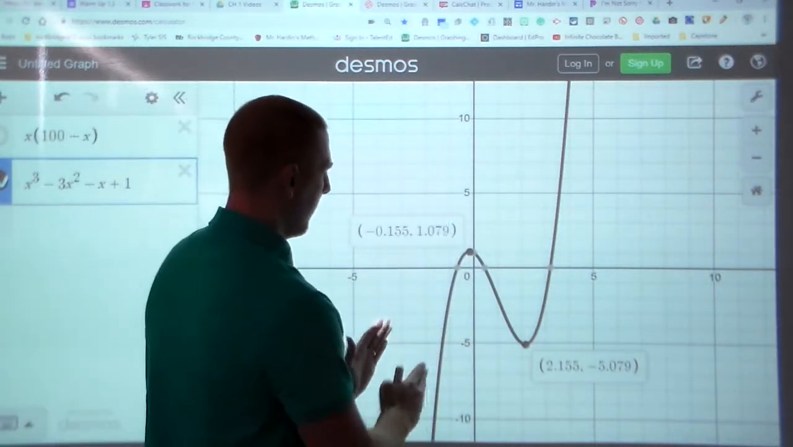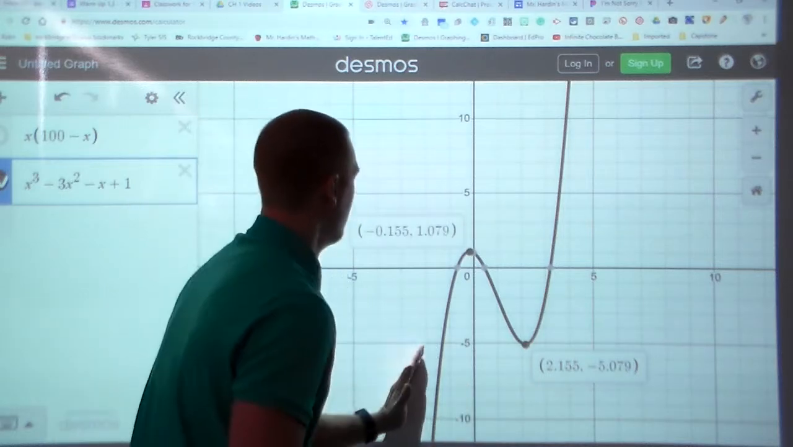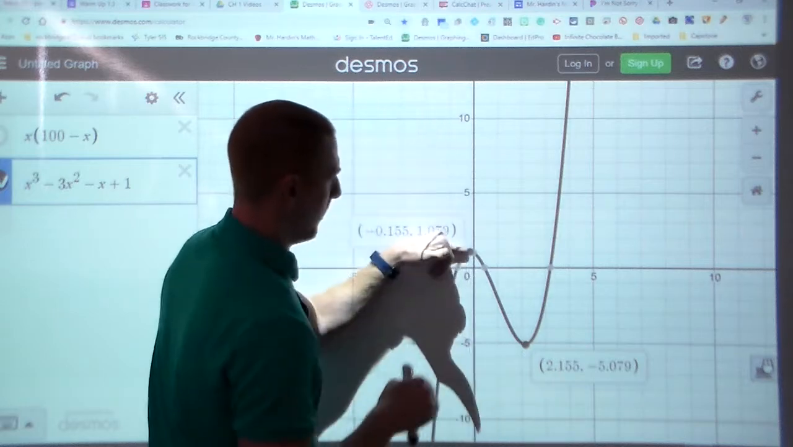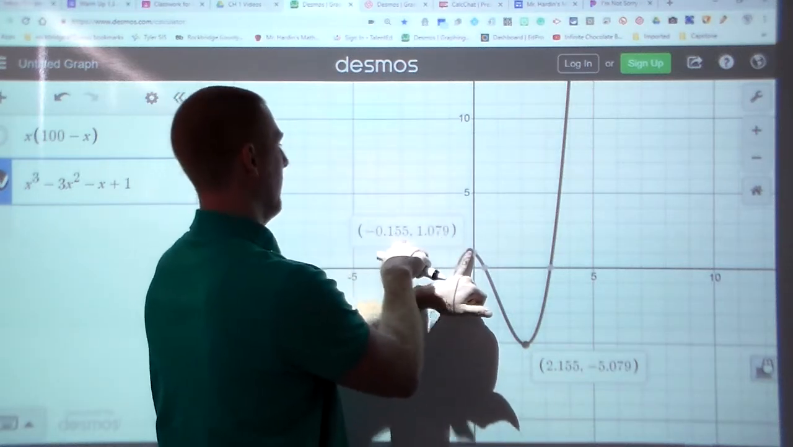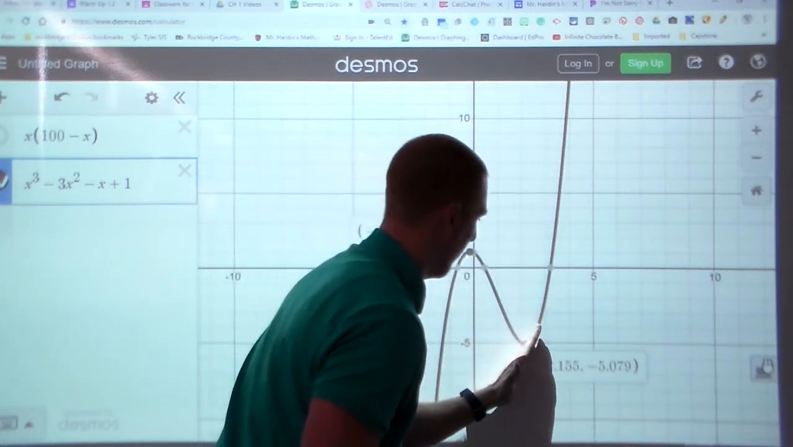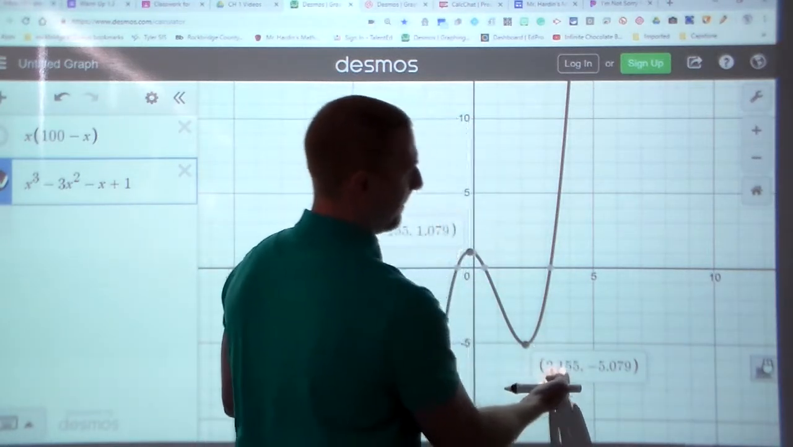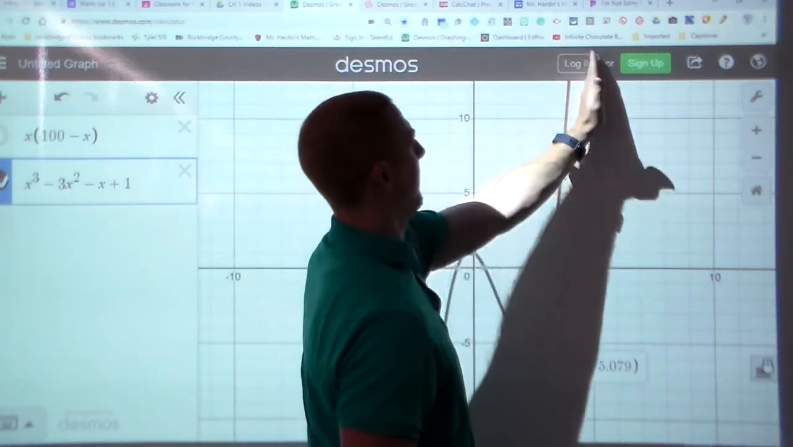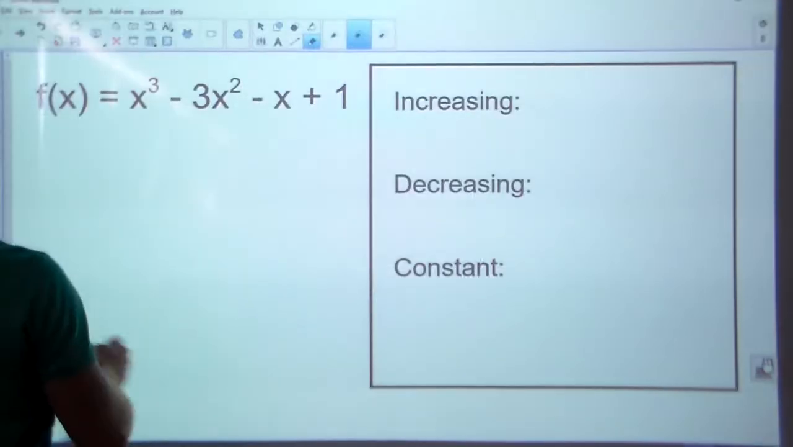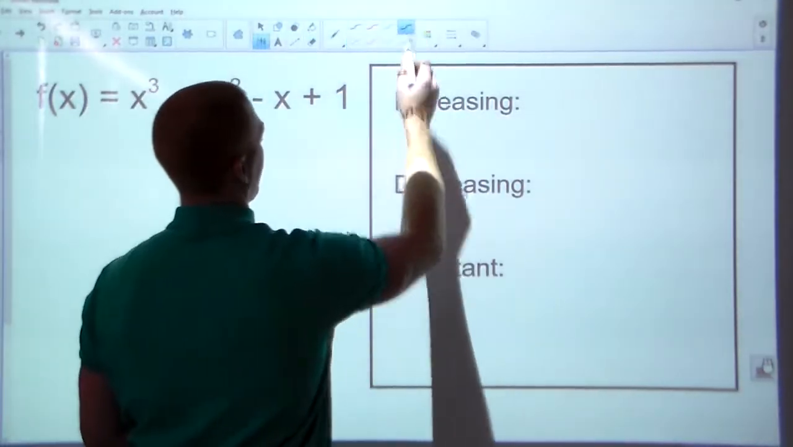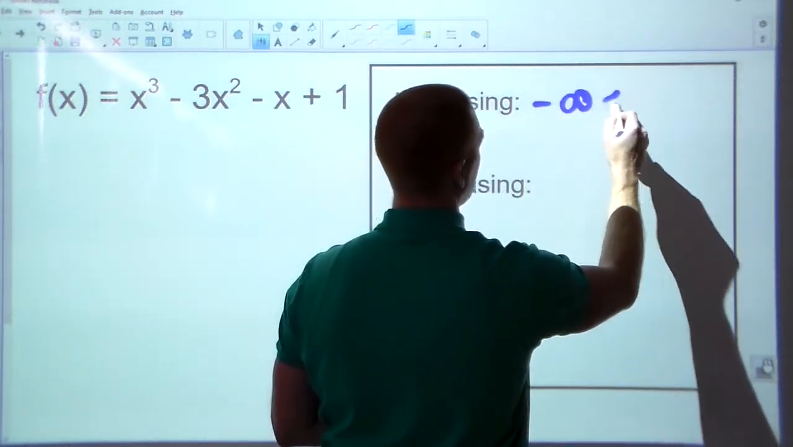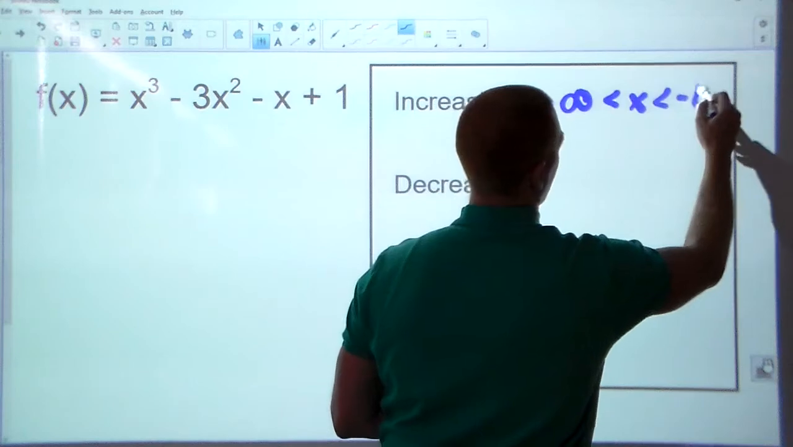So again, increasing from negative infinity up to negative 0.155, and then decreasing from negative 0.155 to 2.155, and then from positive 2.155 to infinity, we are increasing. Okay, so let's put those formally, see if we got the idea. So we're increasing from negative infinity to negative 0.155.